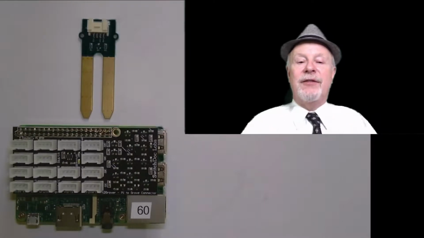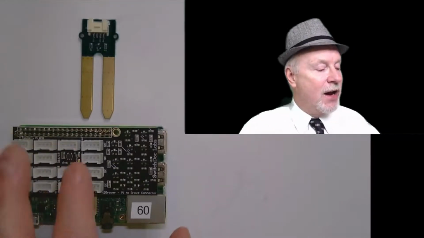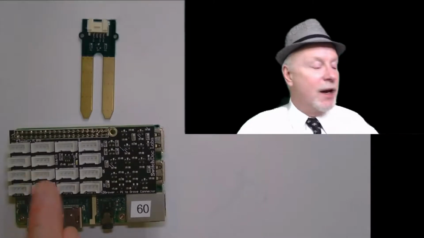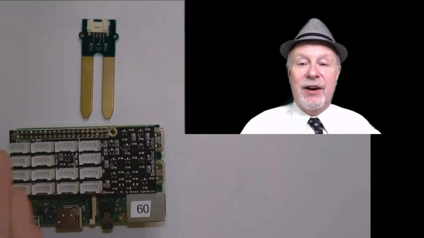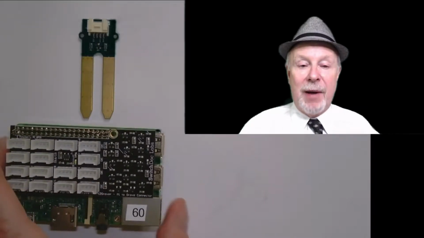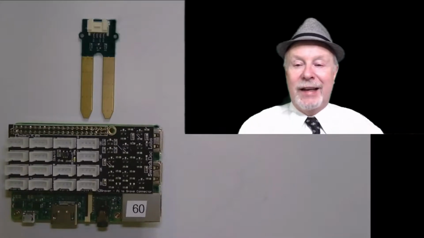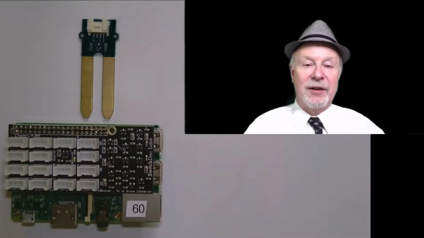Okay, you see right off to the screen there, you see a Raspberry Pi with a Pi2Grover on top of it. This allows you to easily plug in various devices into your Raspberry Pi without any soldering or taking the chance of blowing up your Raspberry Pi or the device or something.